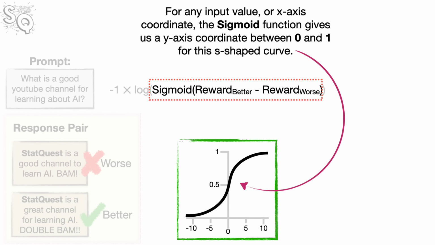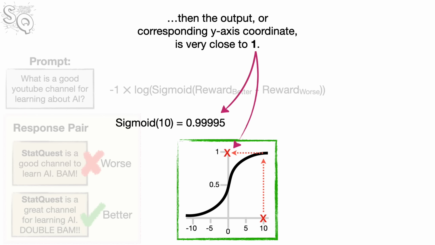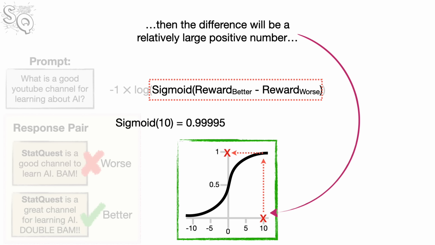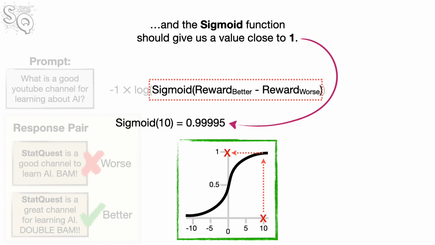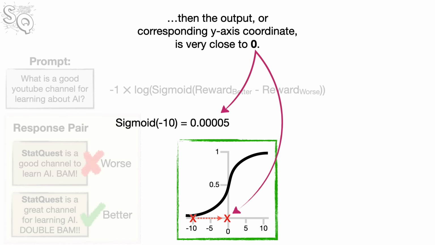For any input value, or x-axis coordinate, the sigmoid function gives us a y-axis coordinate between 0 and 1 for this S-shaped curve. For example, if we plug in a relatively large positive number, like 10, then the output, or corresponding y-axis coordinate, is very close to 1. In other words, if, in an ideal situation, reward better is positive and reward worse is negative, then the difference will be a relatively large positive number, and the sigmoid function should give us a value close to 1. In contrast, if we plug in a relatively large negative number, like negative 10, then the output, or corresponding y-axis coordinate, is very close to 0.